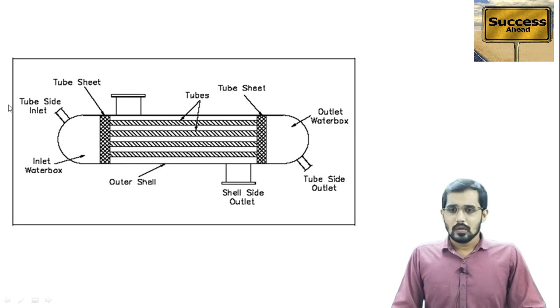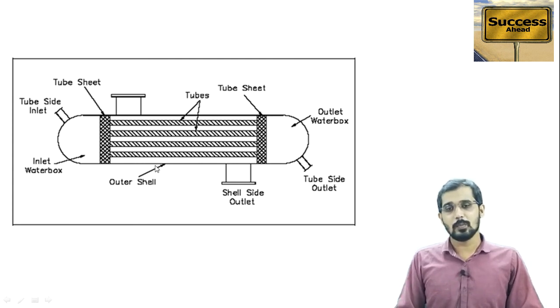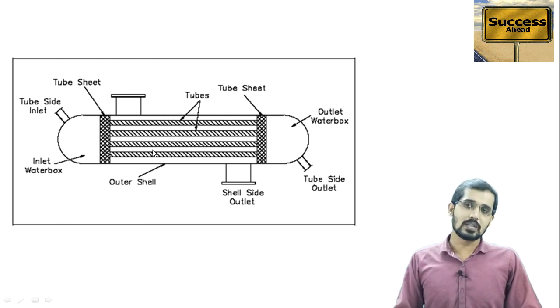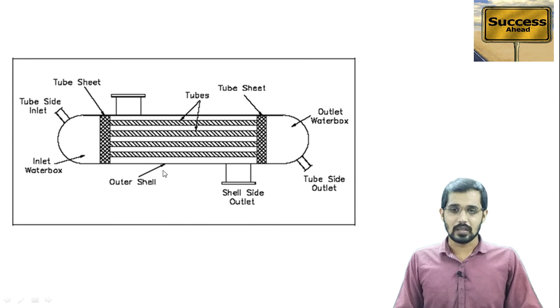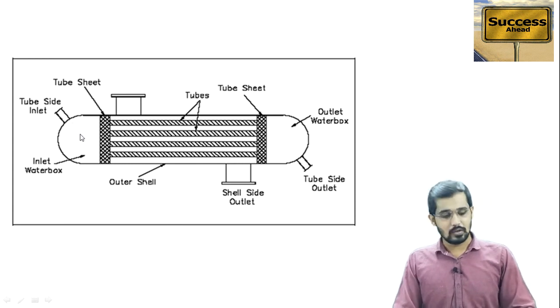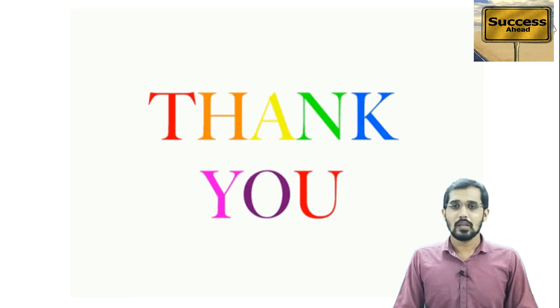You can see here the tubes, and all these tube bundles are supported by the baffles. Another use of the baffle is to increase the turbulence of the system. This is the shell side support. This is the outer shell and this is the shell side outlet, and these are supported by the shell side support. You can see this is the tube side outlet and this is the tube side inlet. So this is all about the shell and tube heat exchanger. We will see the next topic in the next lecture. Thank you very much.